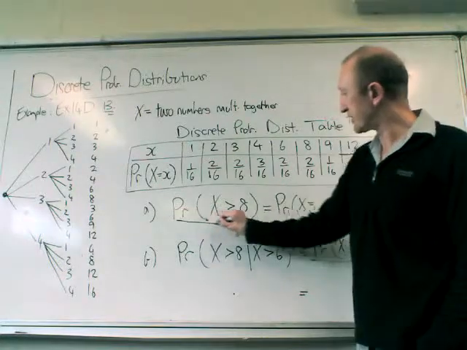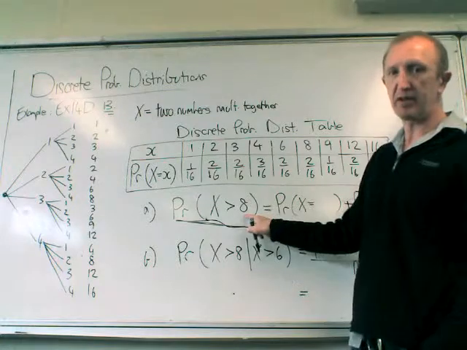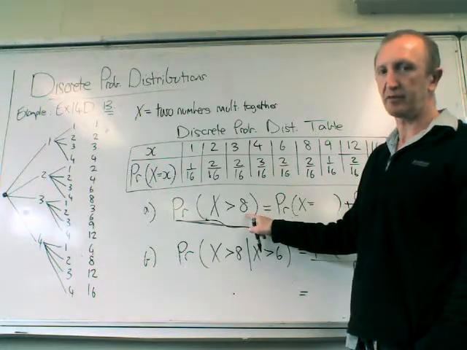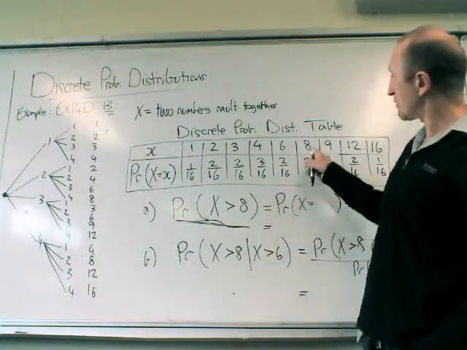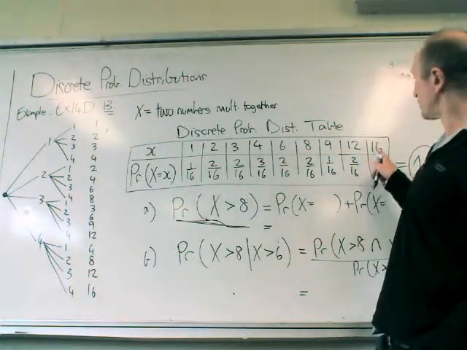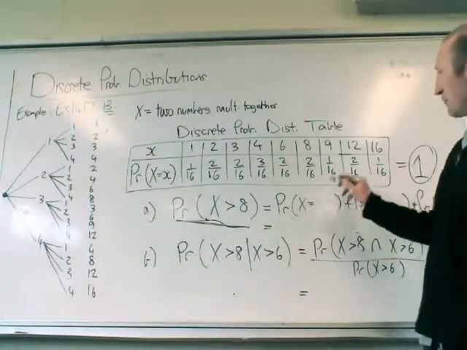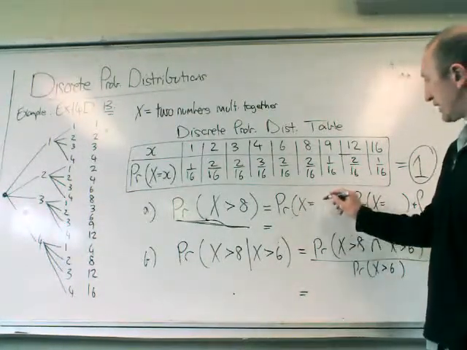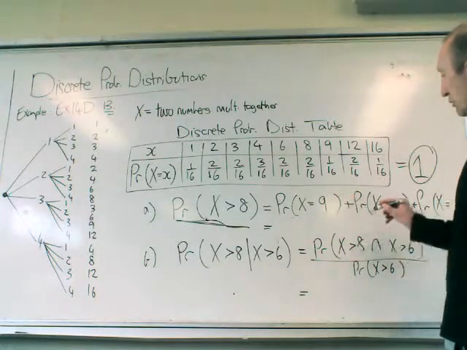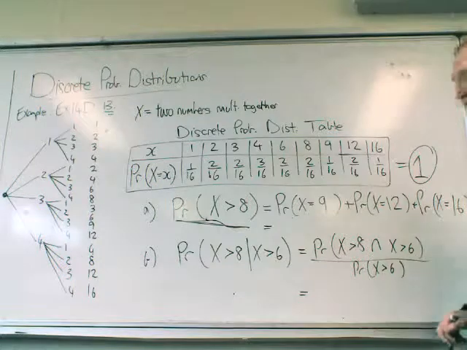This first question is saying, what's the probability that when we take the product of those 2 numbers, it's greater than 8? Okay, so if I look at my table, greater than 8 means I could get a product of 9, 12, or 16. So all we're doing really is just saying, well, let's add up those probabilities. Probability that we have a product of 9, probability that we have a product of 12, and a probability that we have a product of 16.